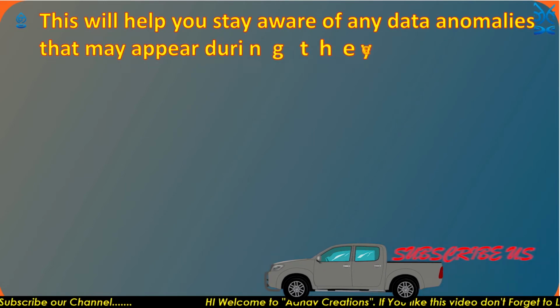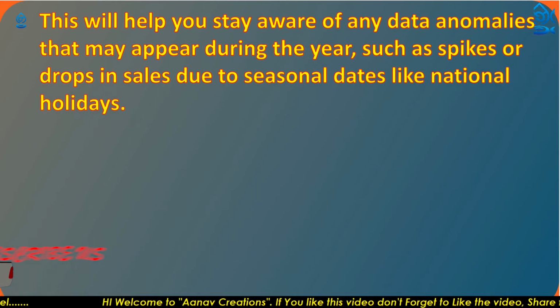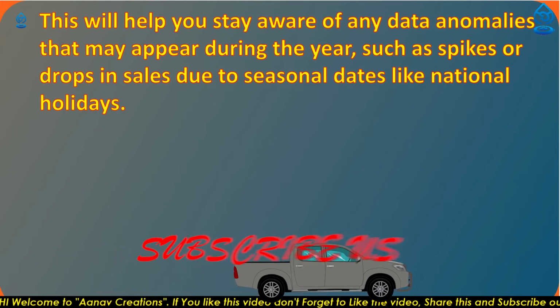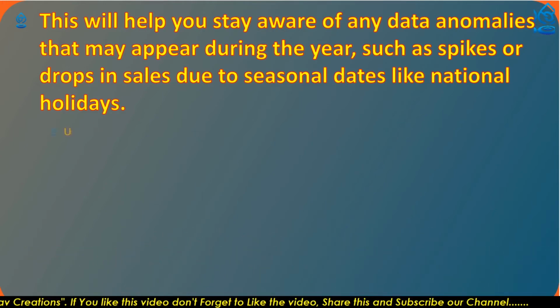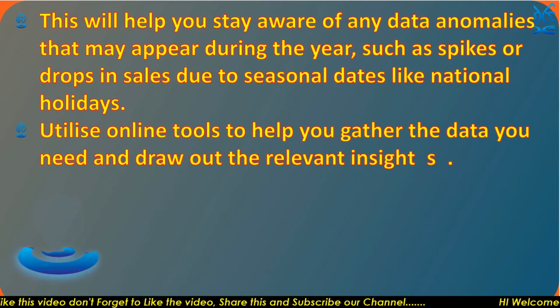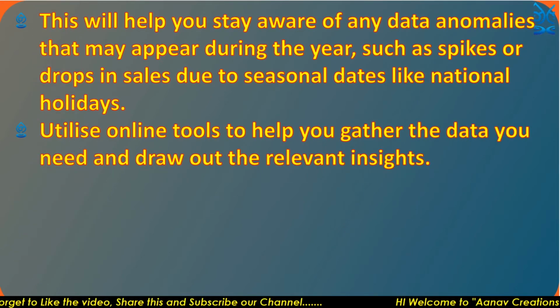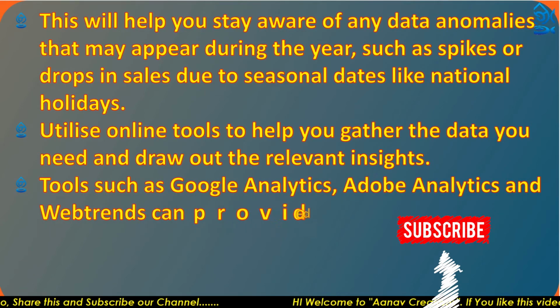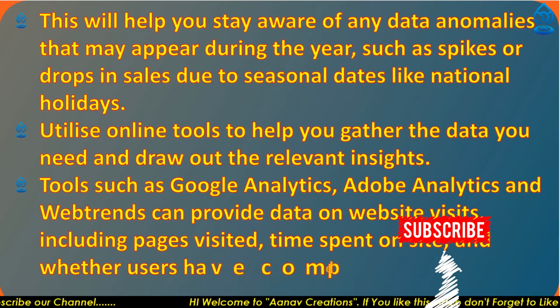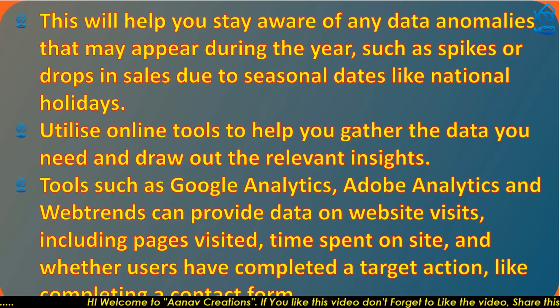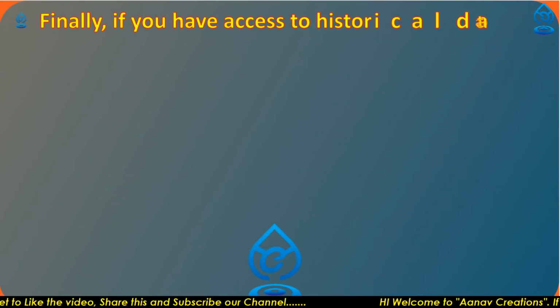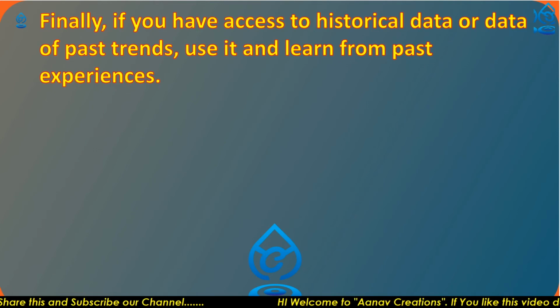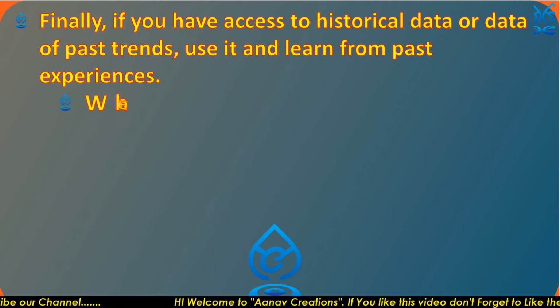This will help you stay aware of any data anomalies that may appear during the year, such as spikes or drops in sales due to seasonal dates like national holidays. Utilize online tools to help you gather the data you need and draw out the relevant insights. Tools such as Google Analytics, Adobe Analytics, and WebTrends can provide data on website visits, including page visits, time spent on the site, and whether users have completed a target action like completing a contact form. Finally, if you have access to historical data or data of past trends, use it and learn from past experiences.